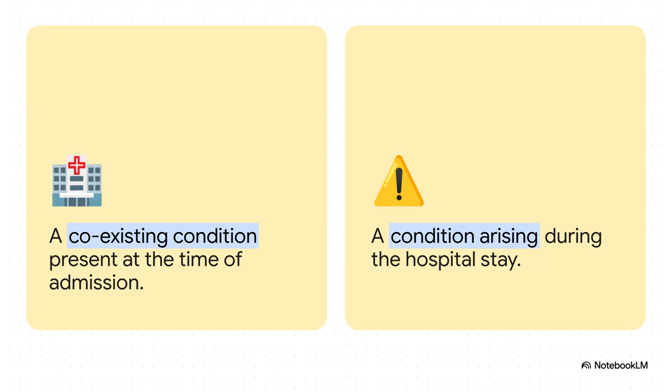Now, a really interesting distinction we have to make here is between 2 major types of secondary diagnoses: comorbidities and complications. A comorbidity, that's a condition the patient already has when they walk through the hospital doors. Think of someone admitted for pneumonia who also happens to have chronic diabetes. A complication, on the other hand, is something that arises during the hospital stay itself, like, say, a postoperative infection or maybe an acute kidney injury that suddenly develops on day 3. Both are super important to capture, but their origins on the timeline are completely different.